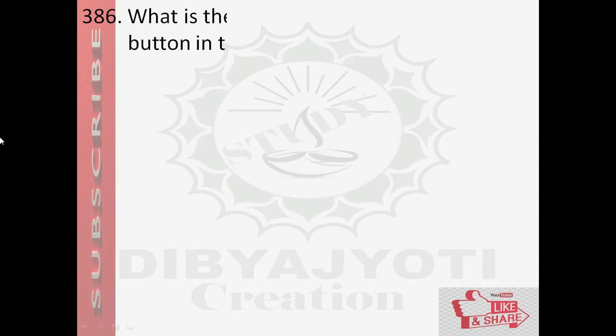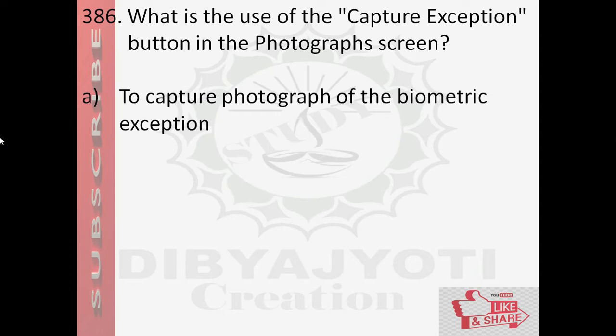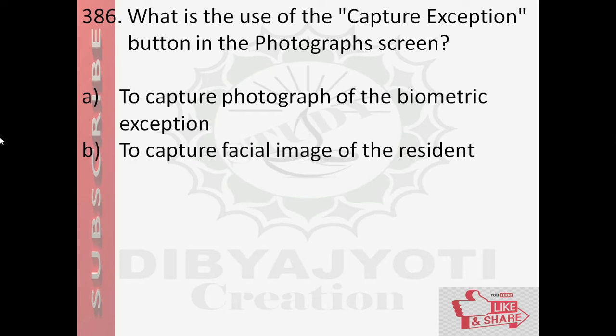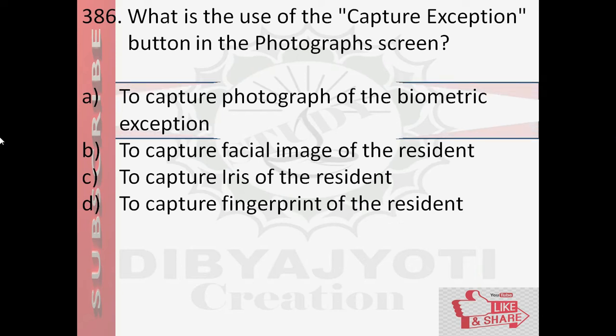Then move on to question number 386. What is the use of the capture exception button in the photograph screen? Options are: option A, to capture photograph of the biometric exception; option B, to capture facial image of the resident; option C, to capture iris of the resident; and option D, to capture fingerprint of the resident. And the answer is option A, to capture photograph of the biometric exception.